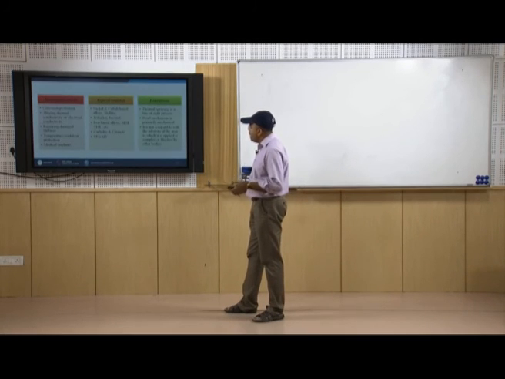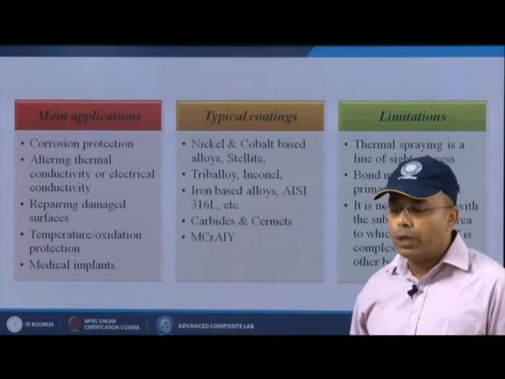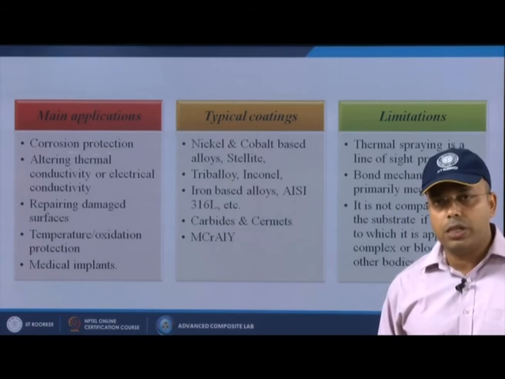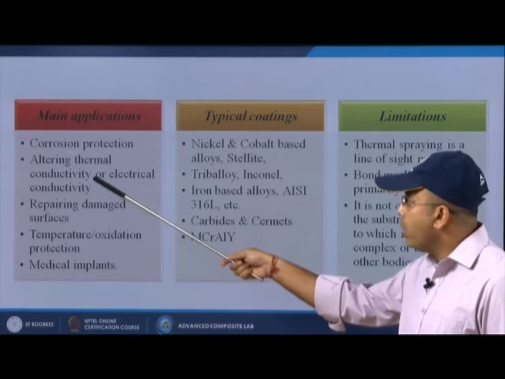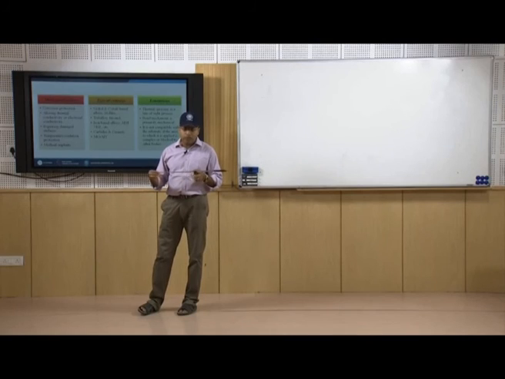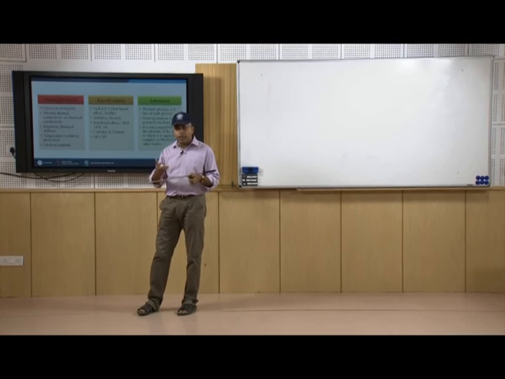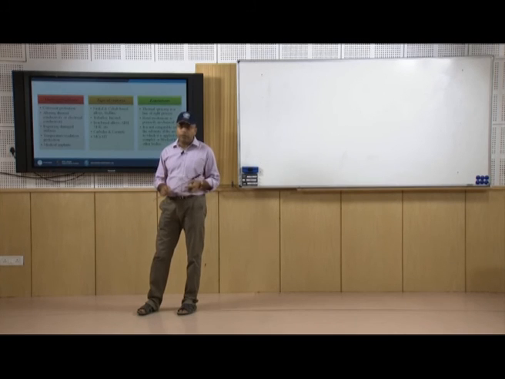So, here the main applications of these techniques, first one is called corrosion protection. We can put any corrosion resistant material onto the substrate itself. Altering thermal conductivity or electrical conductivity: suppose my substrate is an electrically non-conductive material, if I coat any material which is electrically conductive, then by coating those materials I can make my substrate go from non-conductive or insulator to a conductive one.